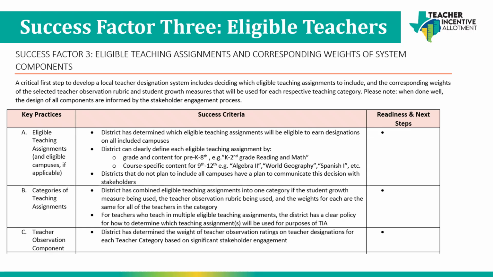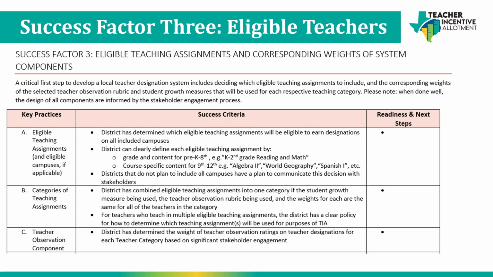Once you've decided which ones you want to include, Part B then is how do you combine them into teaching categories? You can combine into the same teaching category all of the teaching assignments that use the same growth measure with the same method for setting expected growth. For example, if a district wants to include all of their 4th through 8th reading and math teachers, and they want to use STAR, and the growth measure is STAR transition tables, then all 4th through 8th grade reading and math are all in one category.